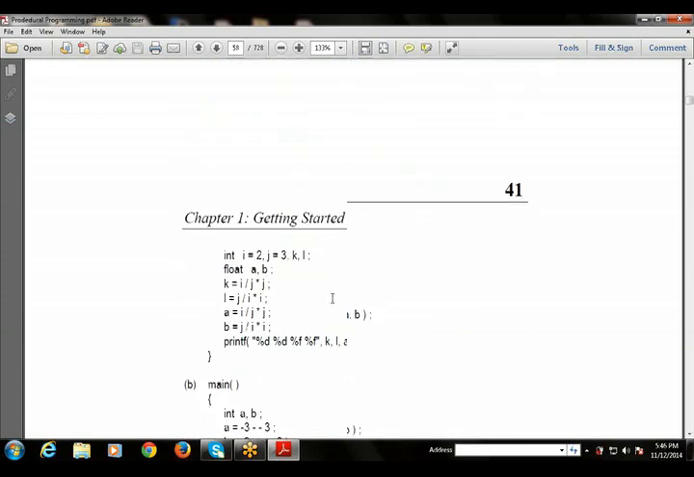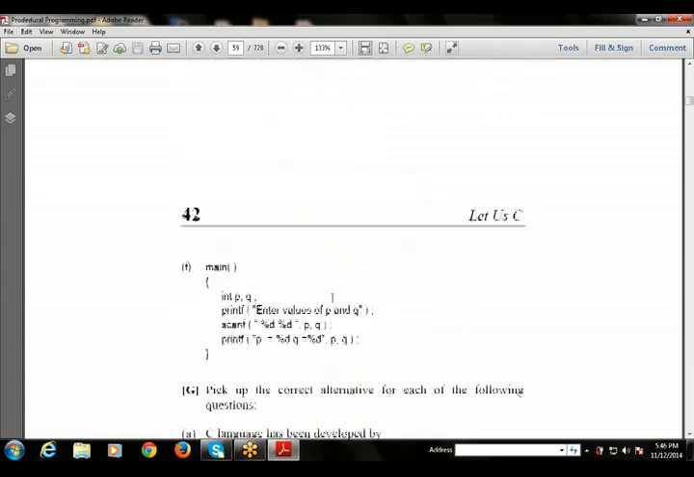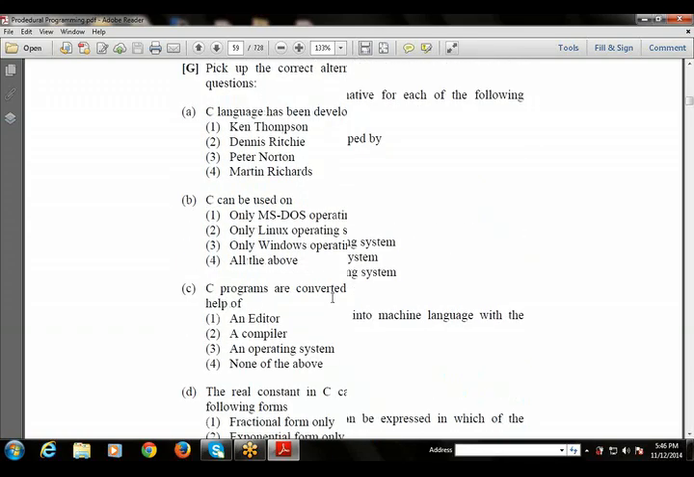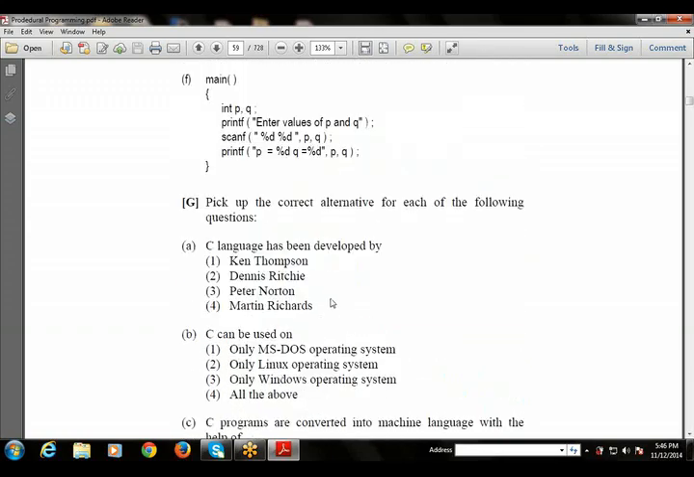So these are the various questions. These are the various quizzes that are available. Now let's see one or two quizzes. Pick the correct alternative for each of the following questions. C language has been developed by Ken Thompson, Dennis Ritchie, Peter Norton, Martin Richard.